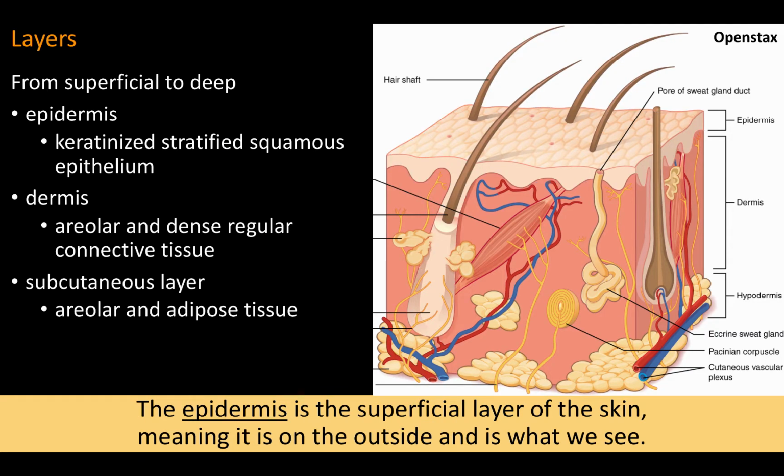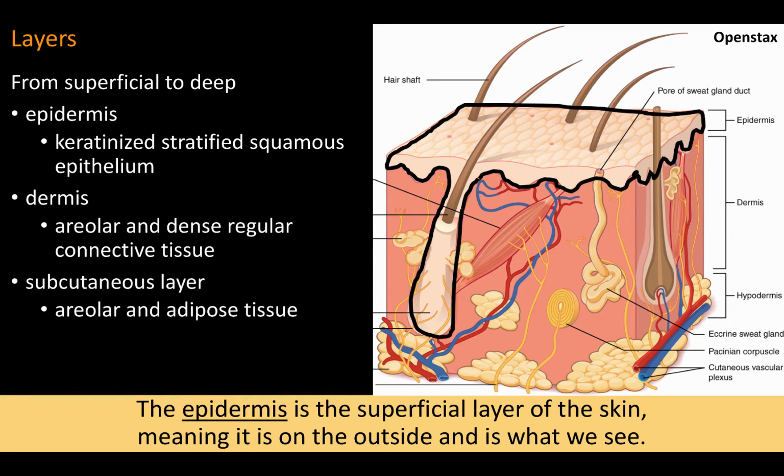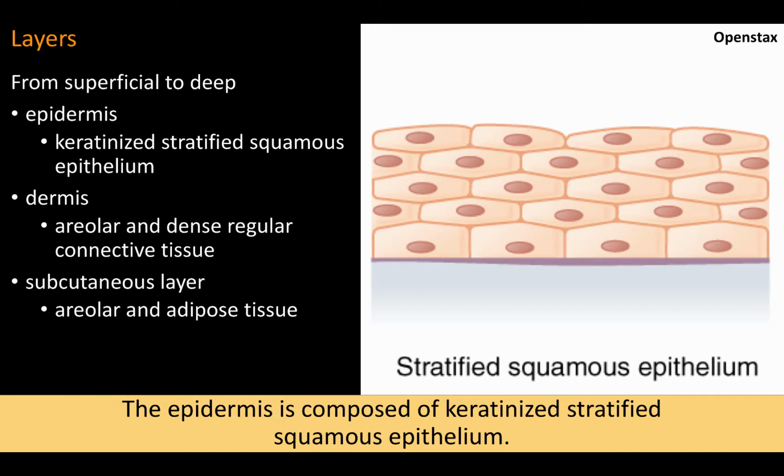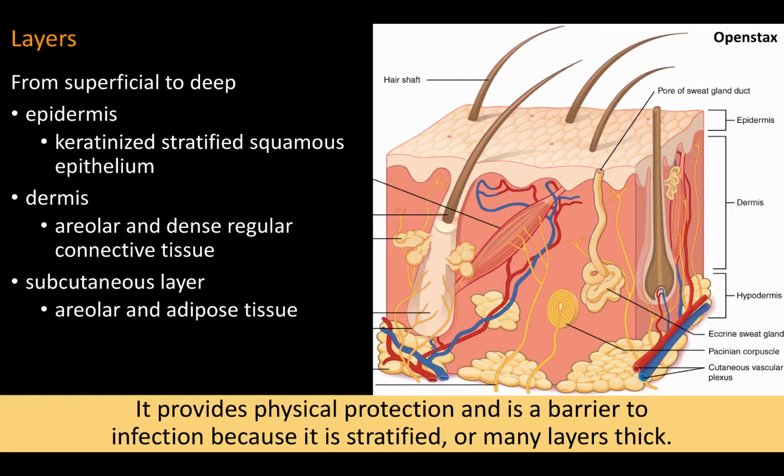The epidermis is the superficial layer of the skin, meaning it's on the outside and is what we see. The epidermis is composed of keratinized, stratified squamous epithelium. It provides physical protection and is a barrier to infection because it is stratified, or many layers thick.